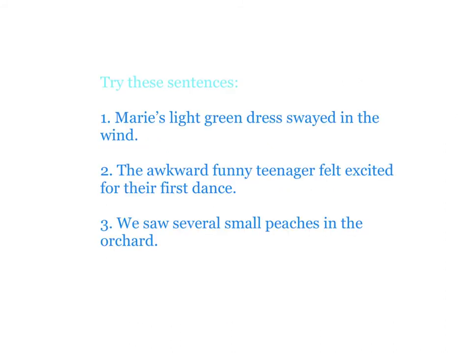Let's go through a couple more examples. Marie's light green dress swayed in the wind. So we know our two adjectives are light and green. Let's try the first test and insert the word and. Marie's light and green dress swayed in the wind. Not very good. Let's try reversing. Marie's green light dress swayed in the wind. No, we know that light and green must go in that order, so no comma is going to be used.